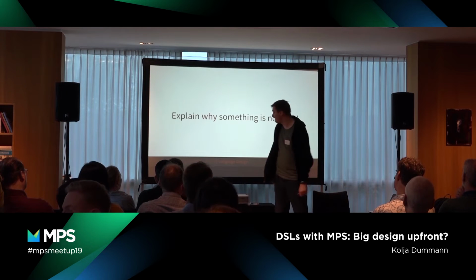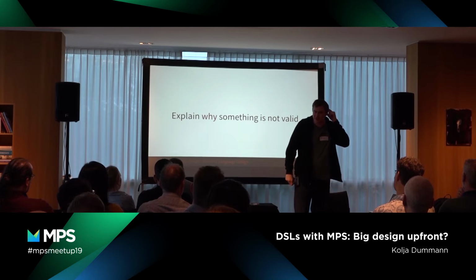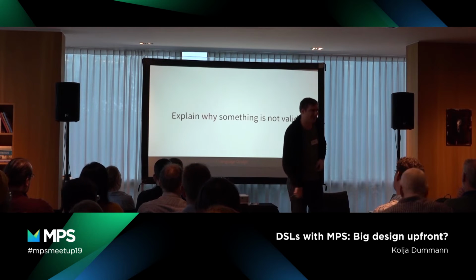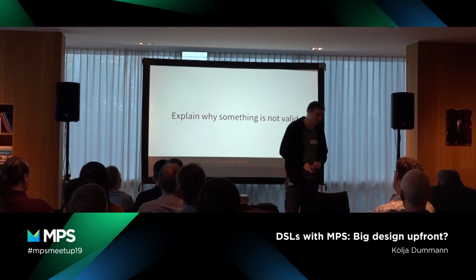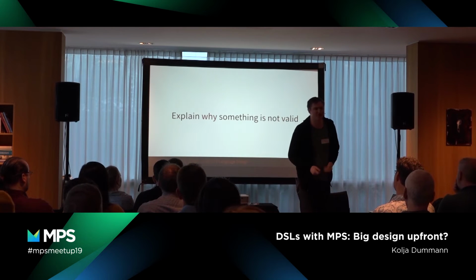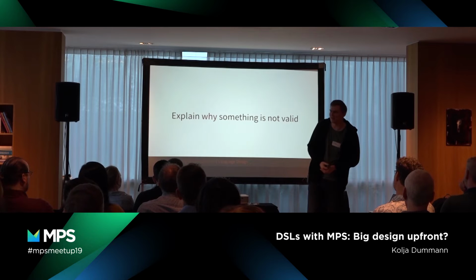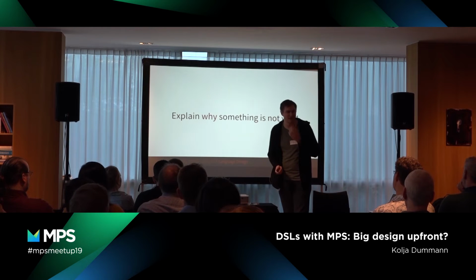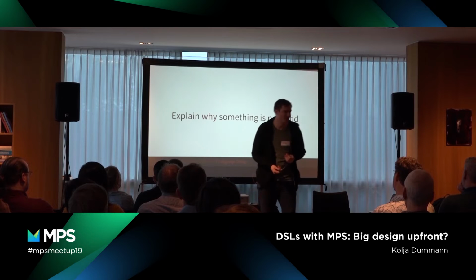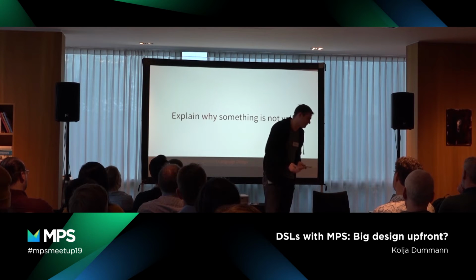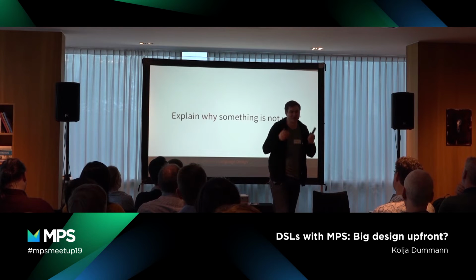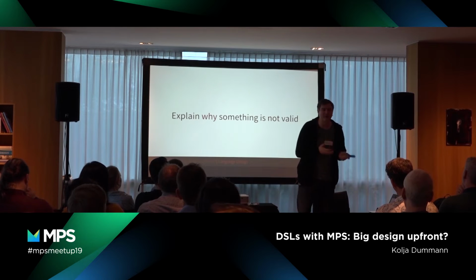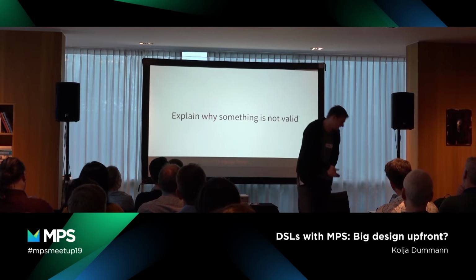Then the next thing is to explain why something is not valid. And this is the constraints versus checking rules story, I would say. Of course, in MPS you can write your constraints in a way that the user can never enter something that is illegal, and it will never even show up in code completion, which is awesome. But the user might want to enter it at some point because your constraints are wrong, or the user wants to know why it's not allowed to enter it at this place.